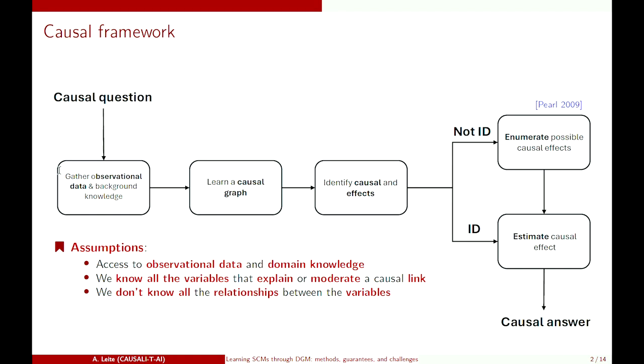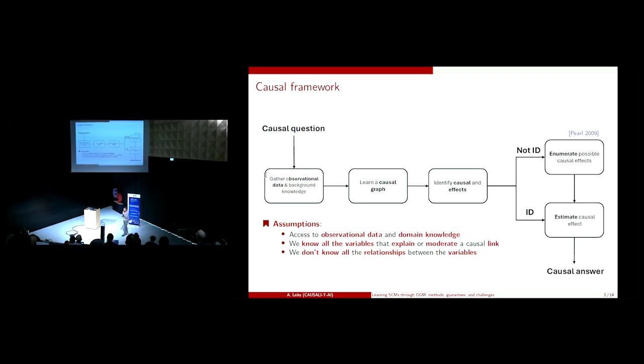In the causal framework, we start with causal questions. For this, you assume that you have observational data and domain knowledge. To keep the assumptions simple, you assume that you know all the variables, or at least that you know how to explain the relationships between the variables through causal links. So we start with the assumption that I have the data and the knowledge.